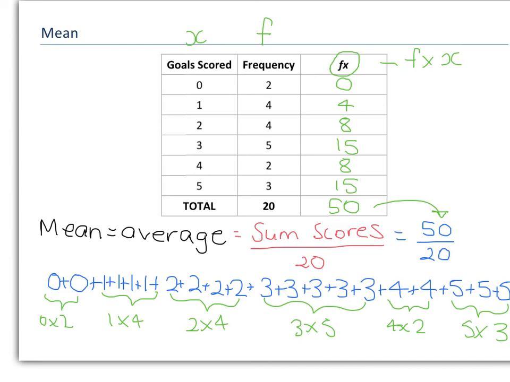This means that the fast way to find the mean from a frequency distribution table is to divide the total of your fx column by the total of your frequency column. 50 divided by 20 gives me 2.5.